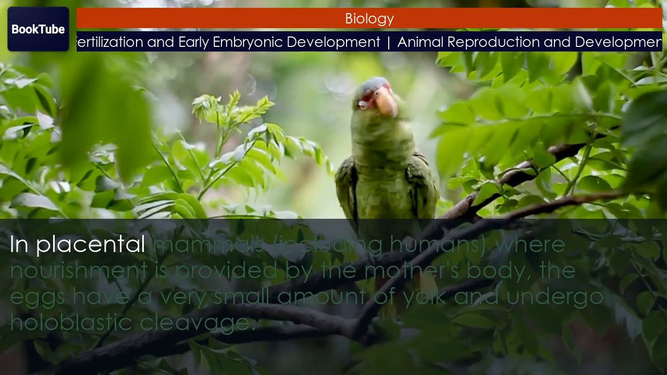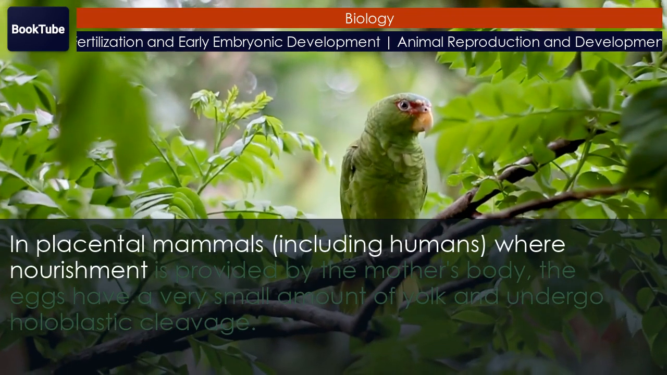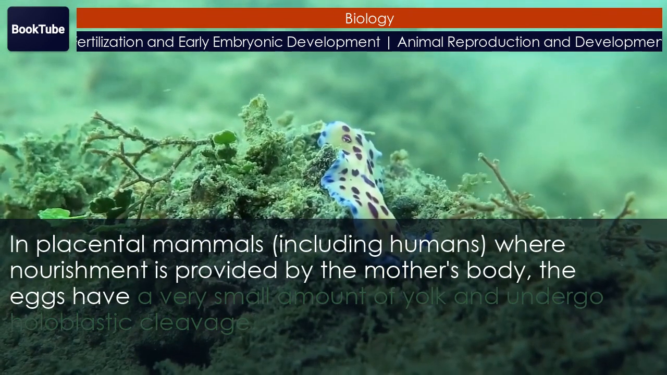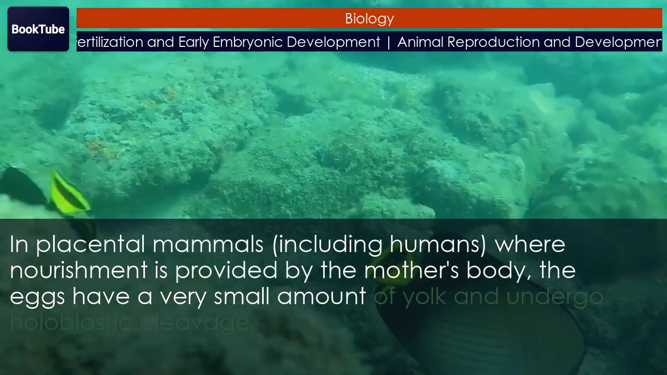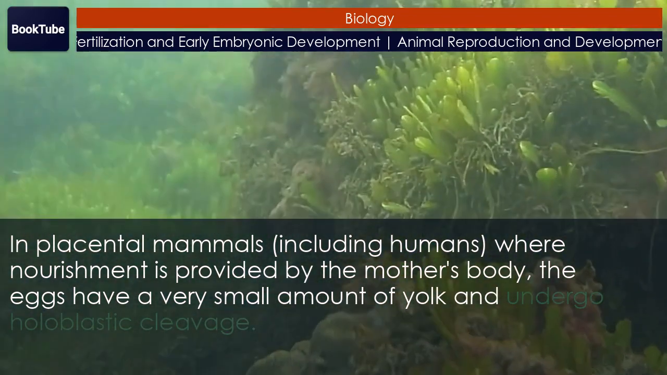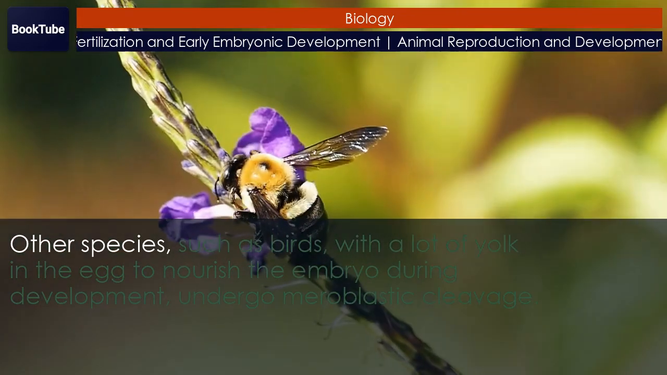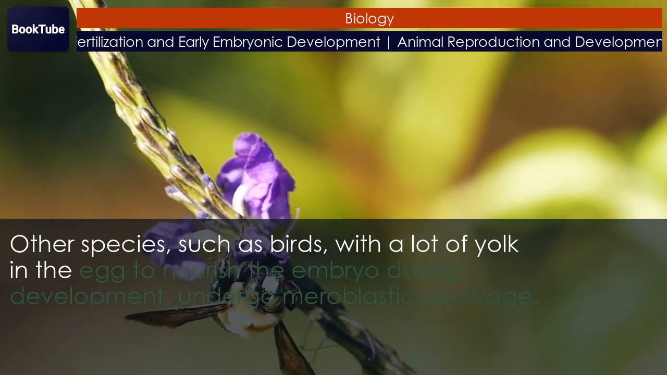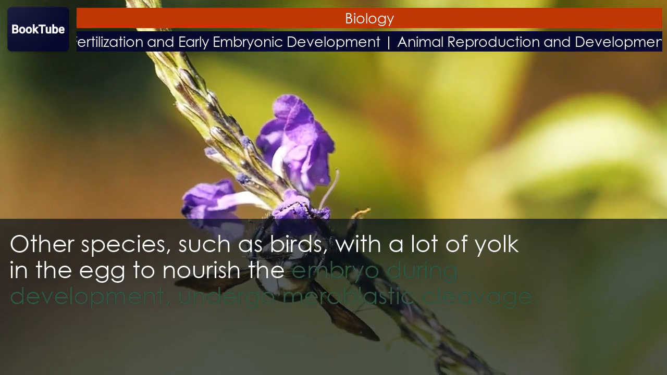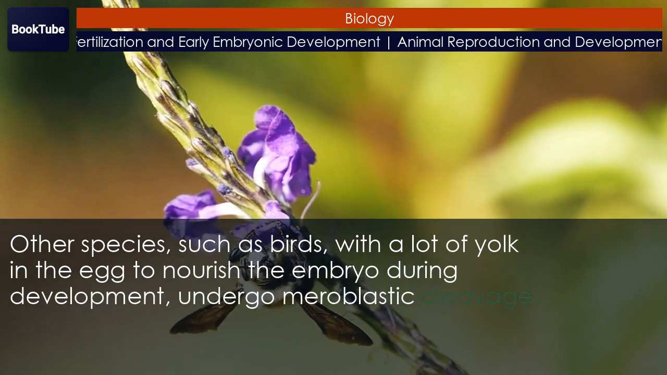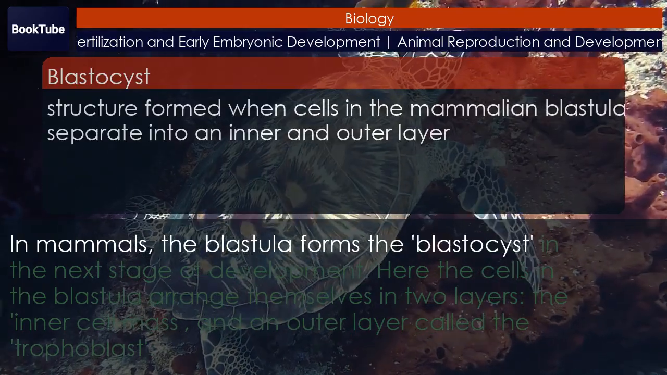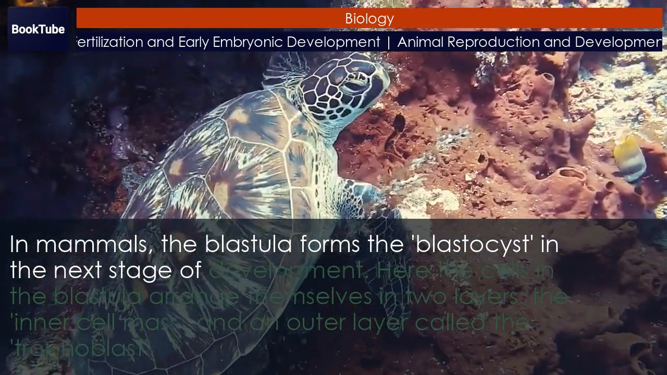In placental mammals, including humans, where nourishment is provided by the mother's body, the eggs have a very small amount of yolk and undergo holoblastic cleavage. Other species, such as birds, with a lot of yolk in the egg to nourish the embryo during development, undergo meriblastic cleavage. In mammals, the blastula forms the blastocyst in the next stage of development.